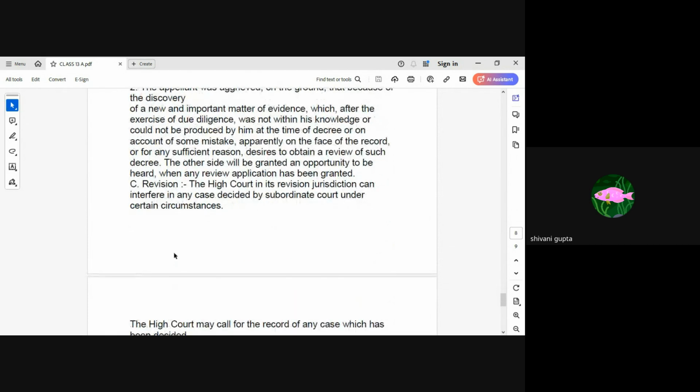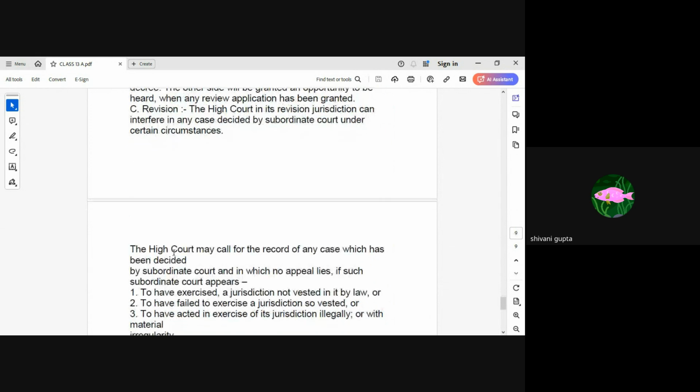And now comes the revision. The High Court has jurisdiction for revision, and it can also interfere in any of the cases that have been decided by the lower courts.